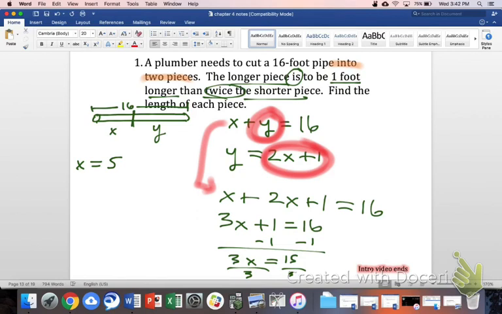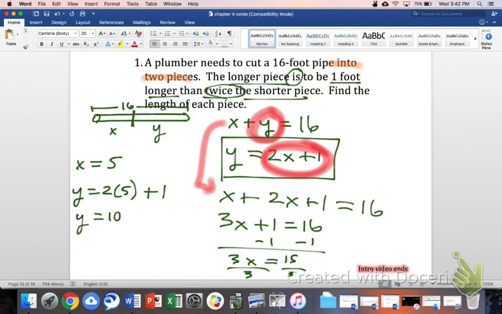Now I know from up here that Y is equal to 2X plus 1. Therefore, Y equals 2 times 5 plus 1, because I know that X is 5. 2 times 5 is 10, and 10 plus 1 is 11. So the shorter piece is 5 and the longer piece is 11. These would be measured in feet as far as the units go.